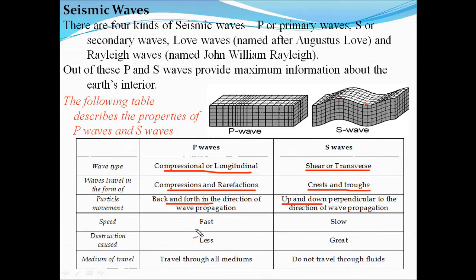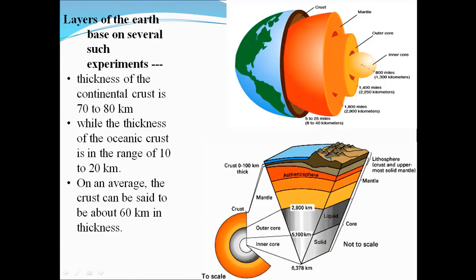propagation. Speed of P waves is fast and speed of S waves is slow. Because S waves propagate slowly, they cause more destruction, whereas P waves cause less destruction. P waves travel through all media, S waves only travel through solids. Now let's understand the layers of the Earth based on several such experiments.